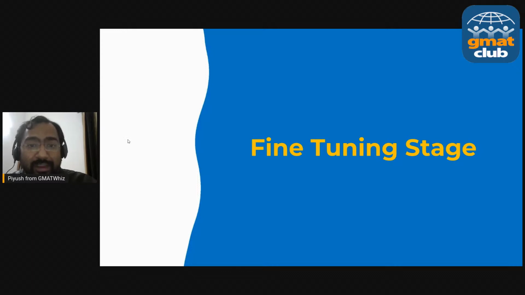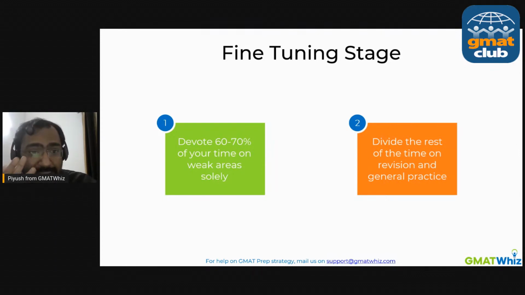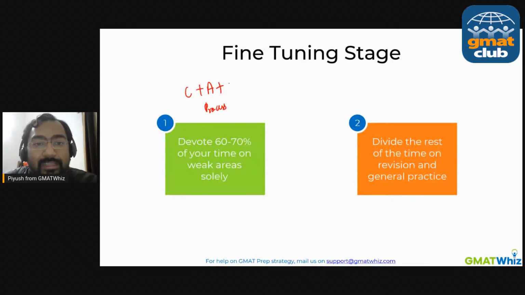Now, what to do in the fine-tuning stage? In the fine-tuning stage, you need to devote about, and I'm giving you a generalized idea right now, at GMATWhiz we always believe in personalization. I'll tell you how we work on this on GMATWhiz as well. But in general, what I recommend is about 60 to 70% of your time should go specifically on your weak areas. You should have an error log where the weak areas should be mentioned very clearly, ideally categorized into 3 buckets. Basically, the first bucket is concept gaps, the second bucket is application or process gaps, and the third bucket is timing gaps.